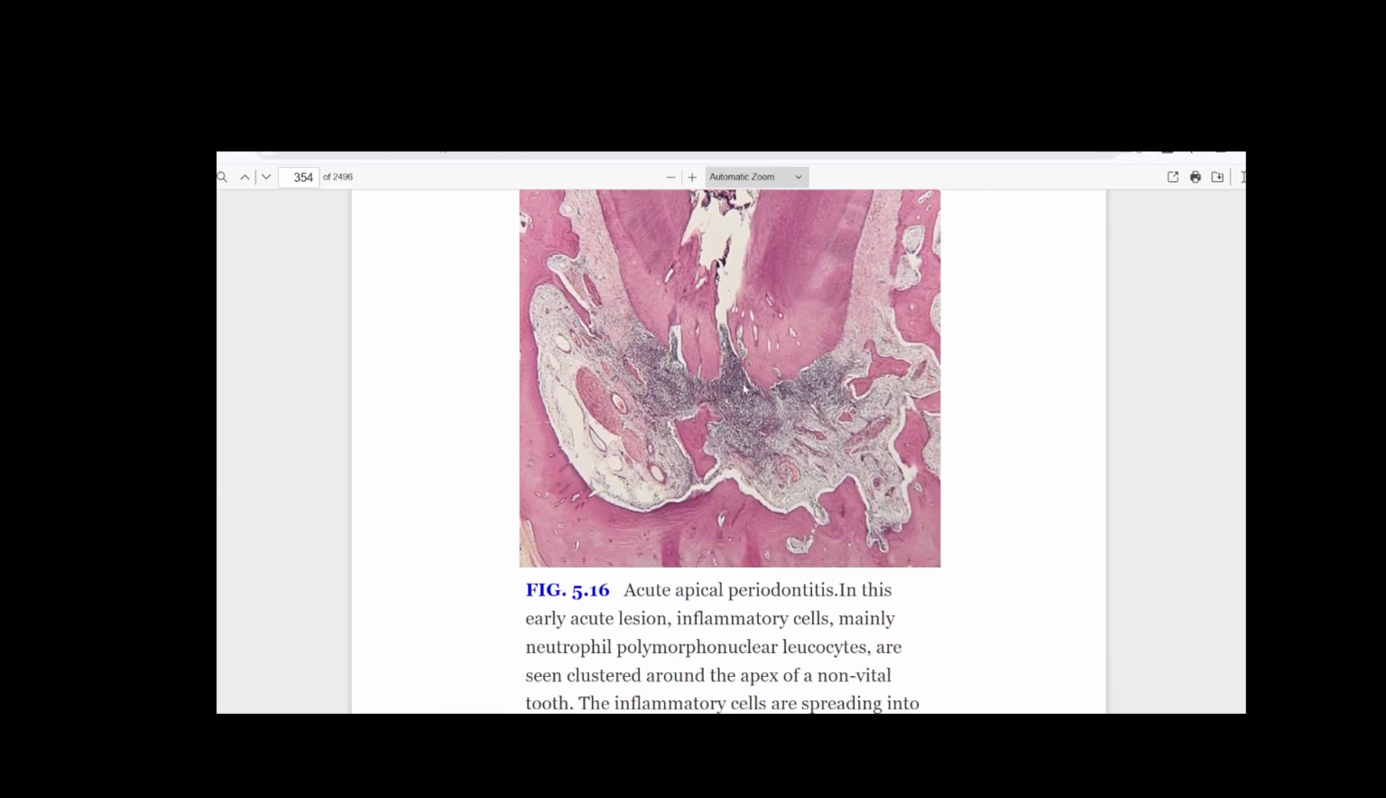In this early acute lesion, inflammatory cells, mainly neutrophil polymorphonuclear leukocytes, are seen clustered around the apex of a non-vital tooth. The inflammatory cells are spreading into bone, and there has only been time for a small amount of bone resorption to develop. This would be seen radiographically only as slight fuzziness of the apical lamina dura.